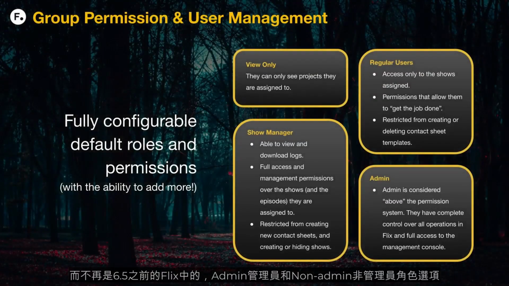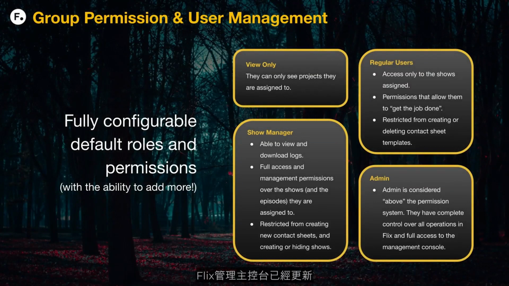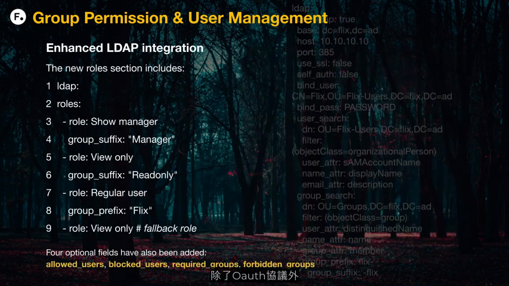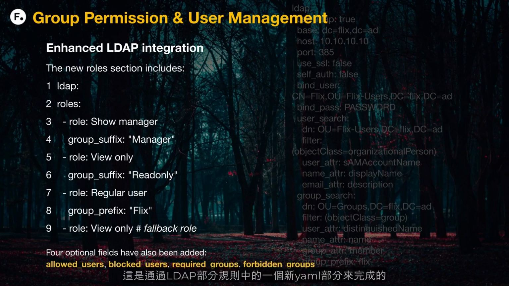Rather than just the admin and non-admin role option found in Flix versions prior to 6.5, the Flix Management Console has been updated to allow more specific groups, roles, and permissions to be assigned to users. Flix 6.5 now includes 4 roles by default, all of which are fully configurable, with the exception of the all-powerful admin role. In addition to OAuth protocols, Flix also supports LDAP. LDAP allows Flix admins to add permissions in Flix based on which group a user belongs to in the LDAP/AD. With the latest LDAP updates in Flix 6.5, LDAP groups can be used to automatically assign group to role pairs. This is done by a new YAML section within the LDAP section roles.